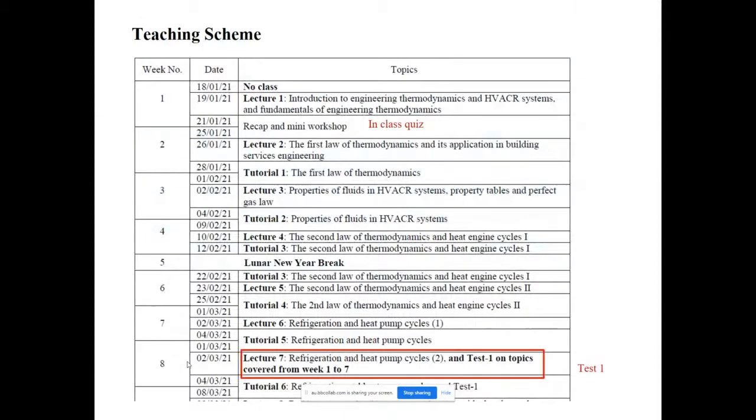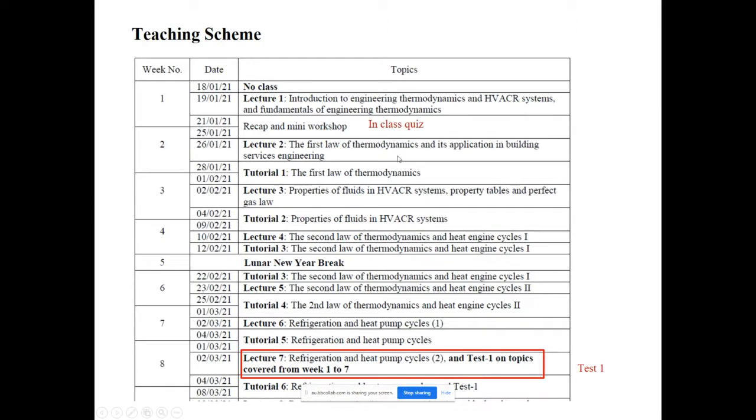Then come to the arrangement of this subject. Be careful, because here we can see the first tutorial session has no class. So in the coming week, this is group 2, this is group 1. And for this Thursday, in fact, we will have a 15 minute in-class quiz.